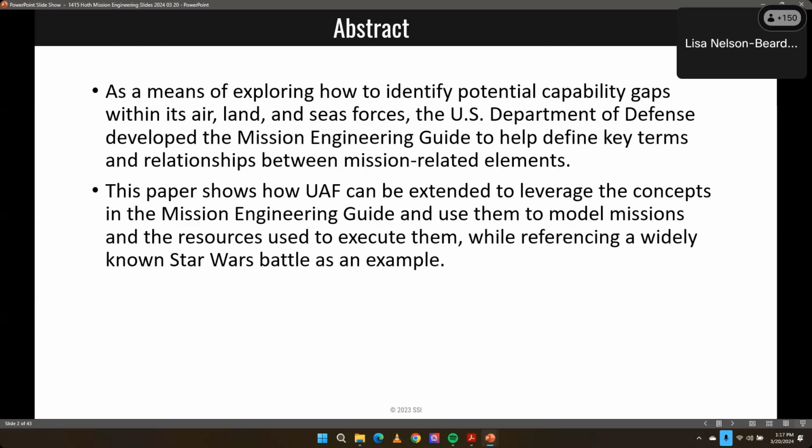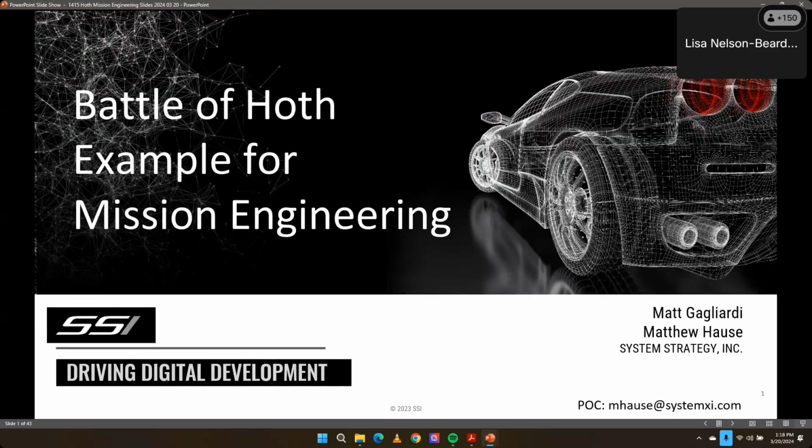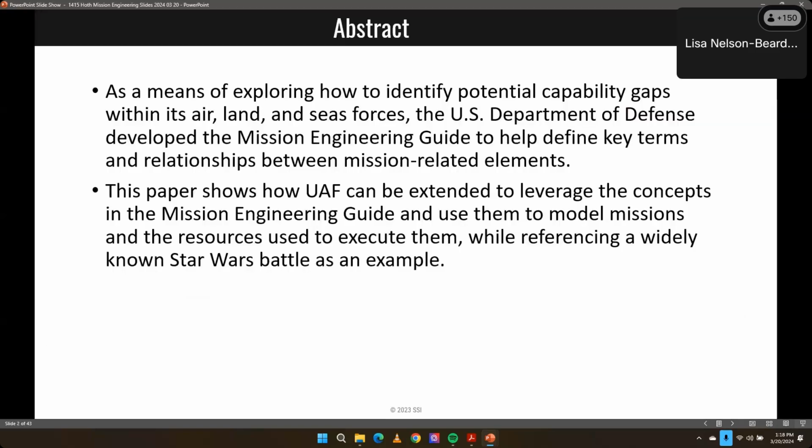I would like to take complete credit for this, but my colleague John Holt in the UK actually had a Battle of Hoth model. It was completely different, concentrated on different things, but I like the idea, and this is why we did it. And my co-author, Matt Gagliardi, is having an absolute blast because it means he gets to model all sorts of stuff, and he was new to UAF, and now he's an expert.